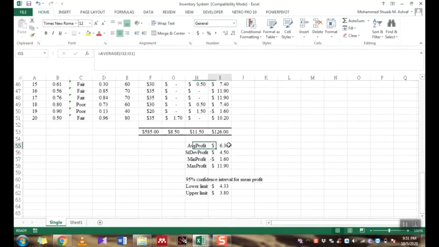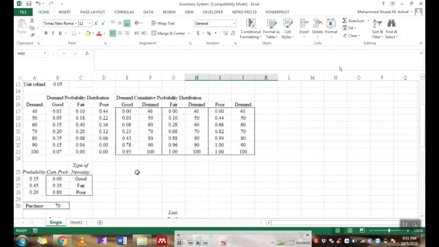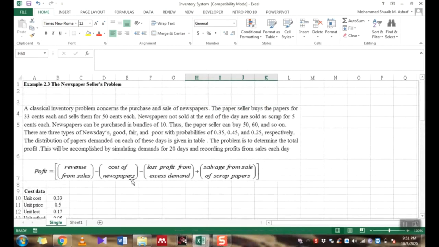Here average profit is calculated. Standard deviation, minimum profit, and maximum profit are also calculated. This is up to you; no need to discuss this as students will be confused. I would like you to explain this to students, and the students can implement this simulation table in Excel. They can practice and do analysis. Okay, thank you.